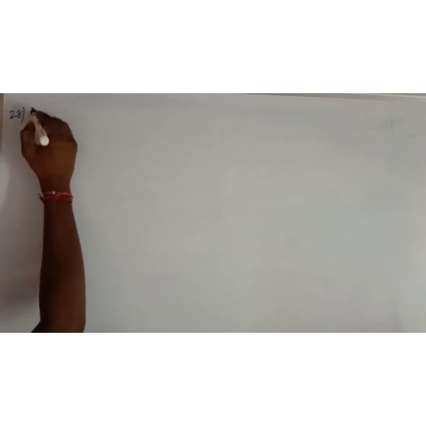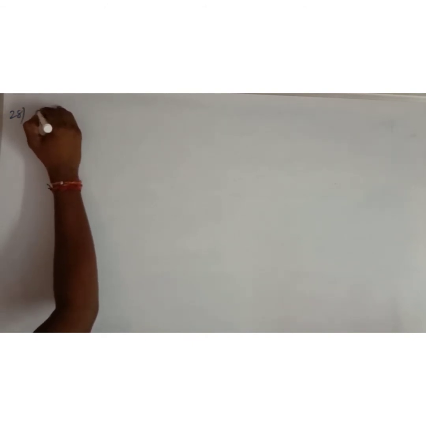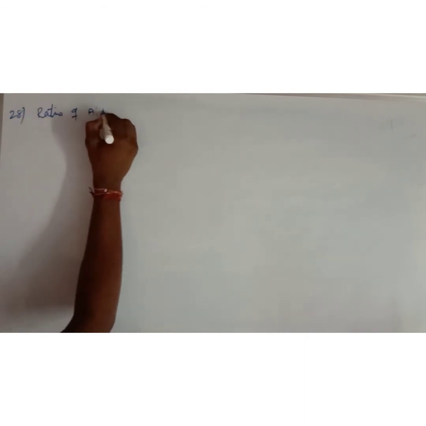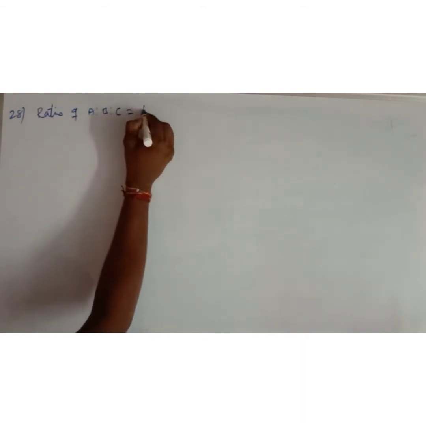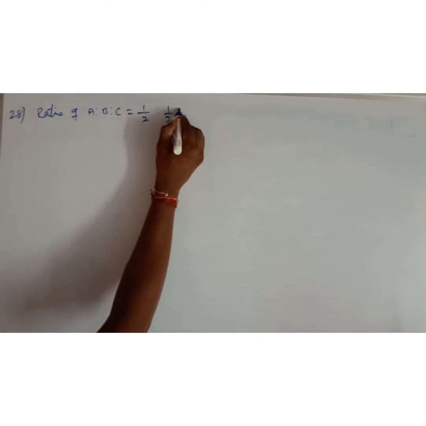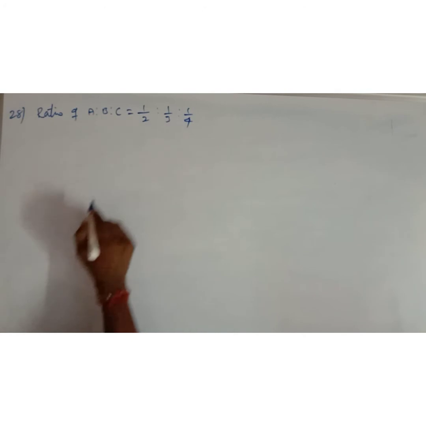Now here I am taking the ratio of A is to B is to C is equal to 1 by 2 is to 1 by 3 is to 1 by 4.